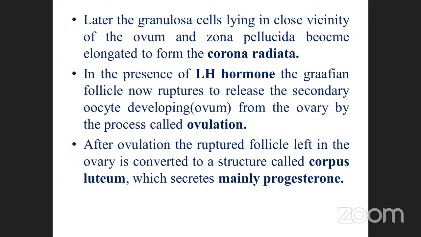After ovulation, the ruptured follicle left in the ovary is converted to a structure called the corpus luteum. Note it down, this is also very, very important. After the release of the ovum, the ruptured follicle left in the ovary is converted to the corpus luteum, which secretes mainly progesterone, a female reproductive hormone. The release requires LH hormone. After that, the corpus luteum forms and secretes progesterone.